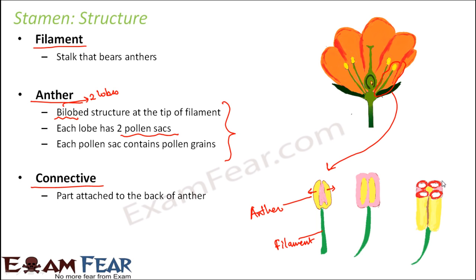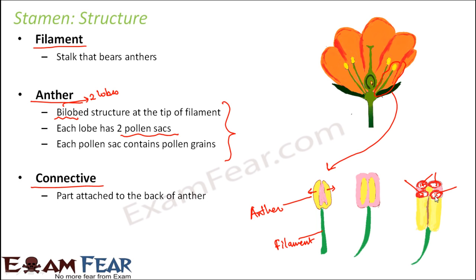Now if you look at the cross section or the top view of the anther, you'll get to know it better. This is the anther, with two lobes. This is one lobe, this is another lobe. Each lobe has two pollen sacs. Here you can see four sacs, four cup-shaped structures, correct? These are the four pollen sacs. Inside these pollen sacs, you have the pollen grains. And what are pollen grains? They are the male gametophytes. Inside the pollen grain, you have the male gametes. So that is about the structure of the anther.